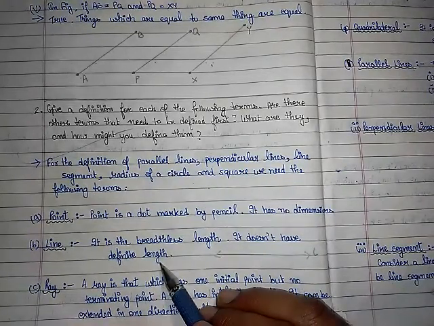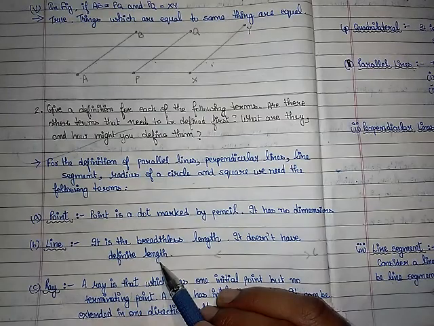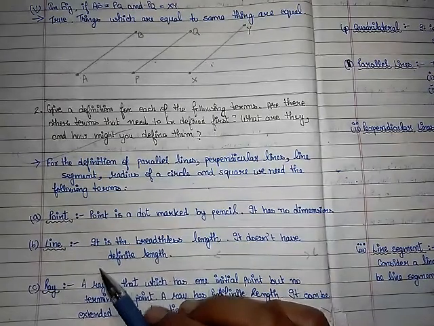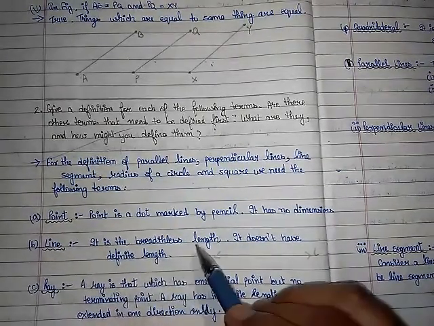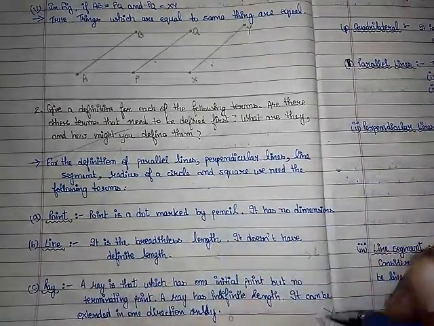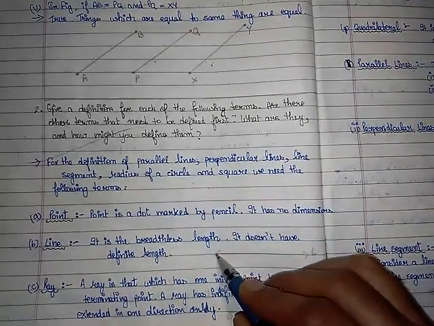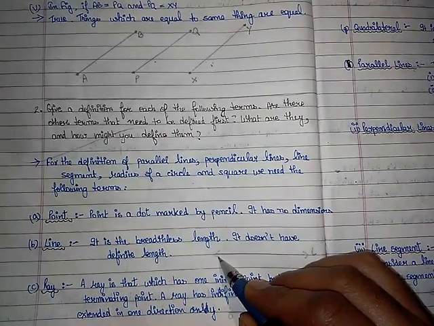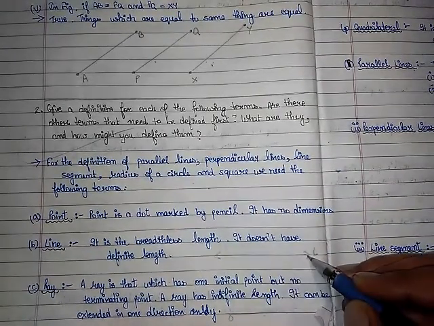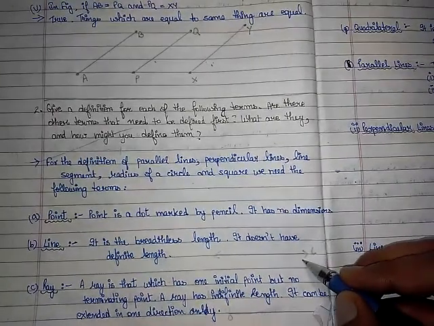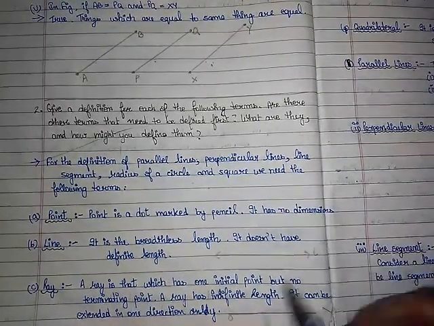As we know, there are three kinds of figures of this type. The first one is the line segment, the second one is the ray, and the third one is the line. Out of the three, the line is that breadthless length which does not have a definite length. So it can be extended in both ways. In this direction it can be increased and in this direction also, which is shown by these arrows over here.